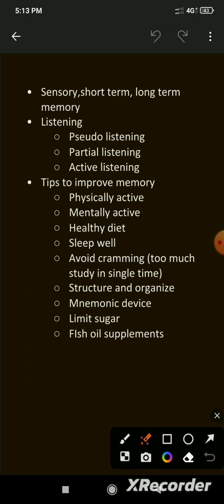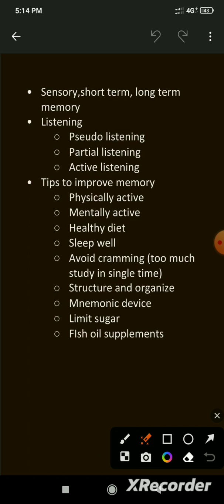And the next point is avoid cramming. Cramming means too much study in a single time. Avoid that, and study materials over a number of sessions. The sessions give you the time you need to adequately process the information. We need some amount of time to process the information. So too much study at a single time is really harmful.